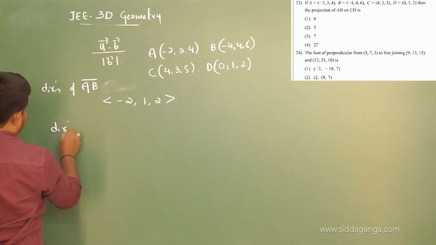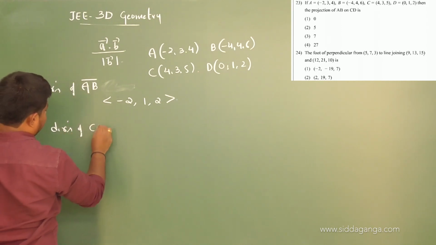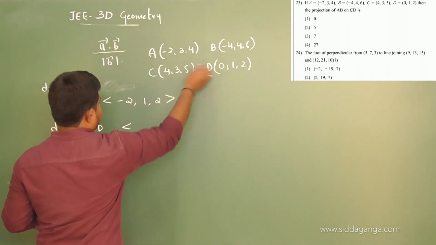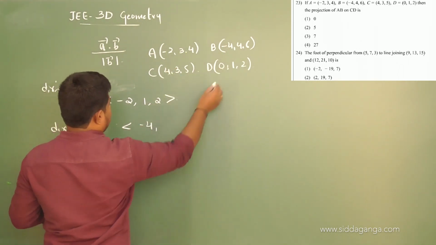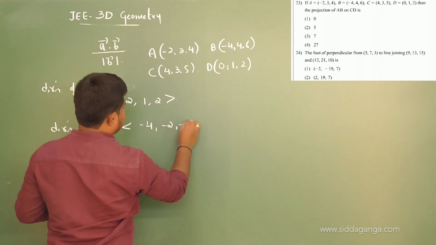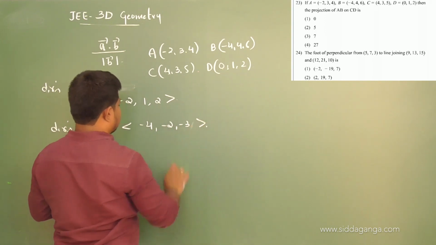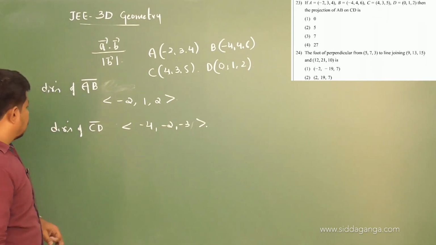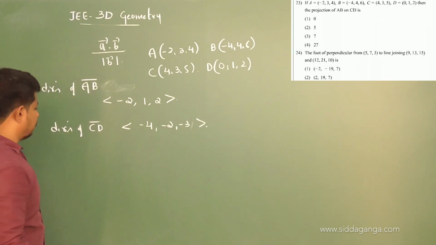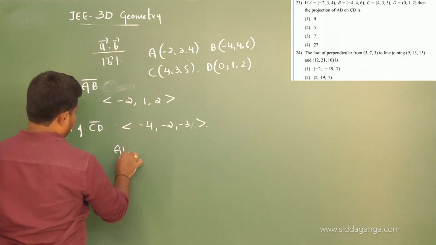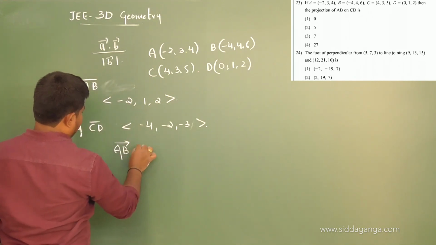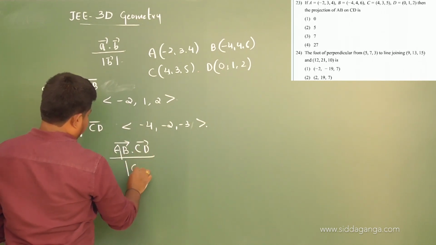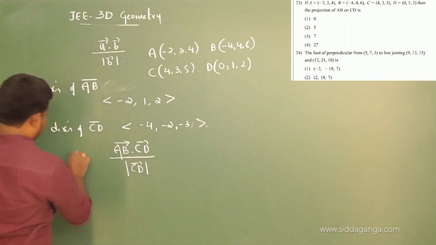Now let me find the direction ratios of CD. They are given by the same x2 minus x1, that is minus 4, minus 2, minus 3. So these are the ratios of CD. Now the projection of AB on CD is given by what? The projection of AB on CD is given by AB dot CD divided by the magnitude of CD. So this is what is required.